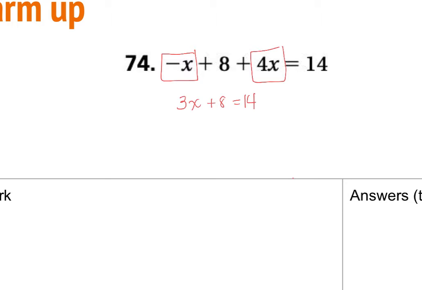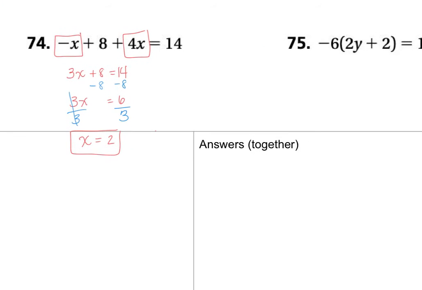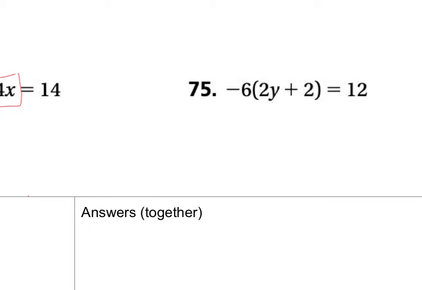Now what we have to do is we want to get that 3x by itself first. So we've got to subtract 8 from both sides. We're going to get 3x by itself on this side now equals 14 minus 8 is going to be 6. And then what you have to do is divide by 3. That way the 3's cancel on the left side. So all we're left with on the left side is just x equals 6 divided by 3, which is 2. So x equals 2.